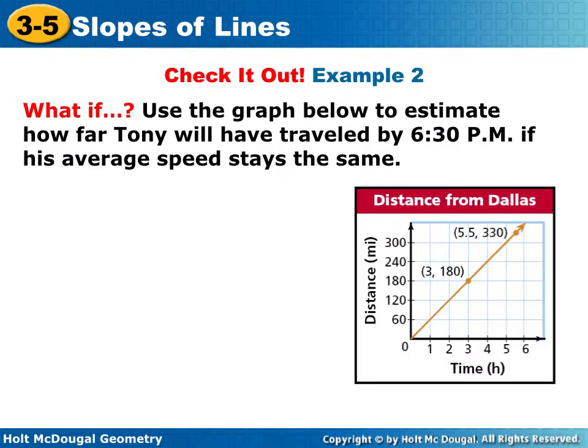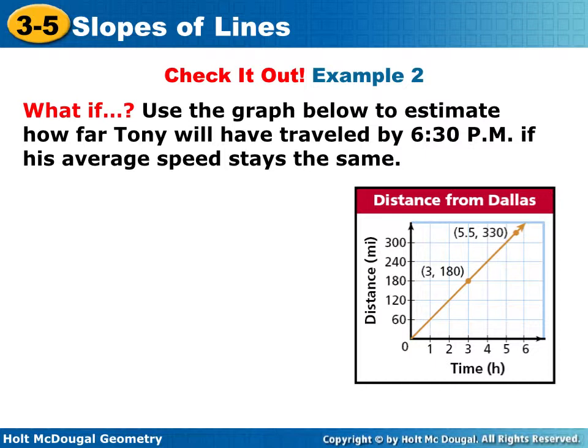All right, try this one on your own. Use the graph below to estimate how far Tony will have traveled by 6:30 p.m. if his average speed stays the same. Let me give you a little bit of extra information. Because we're trying to estimate something in the future, this is called a prediction or an extrapolation. We're assuming that he's traveling at the same rate and that he doesn't change his rate. So whenever that happens, I'm going to say if his average speed stays the same.